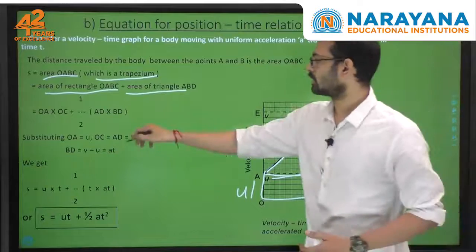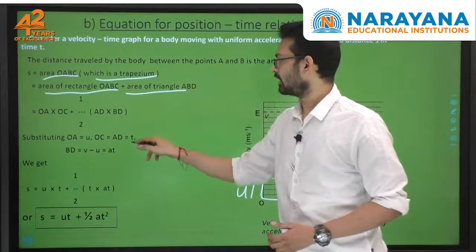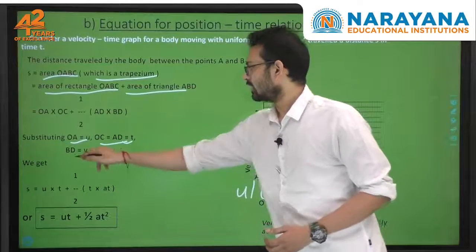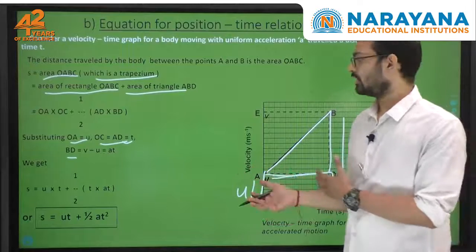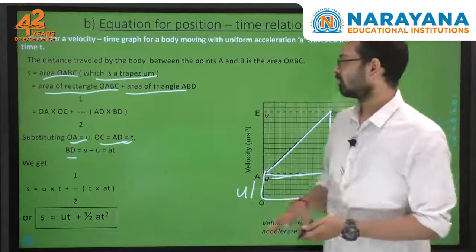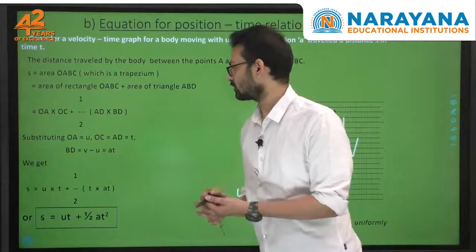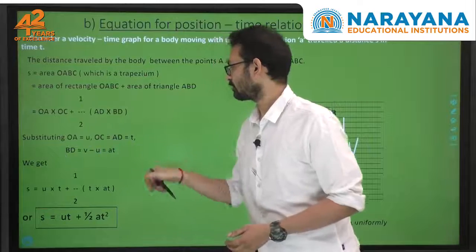So we will substitute that OA into OC plus half AD into BD. OA is equal to U, OC is equal to AD, which is T, and BD, we already discussed in the previous slide, is going to be V minus U. From this you can easily find out BD is equal to V minus U, which is nothing but AT from the previous slide.